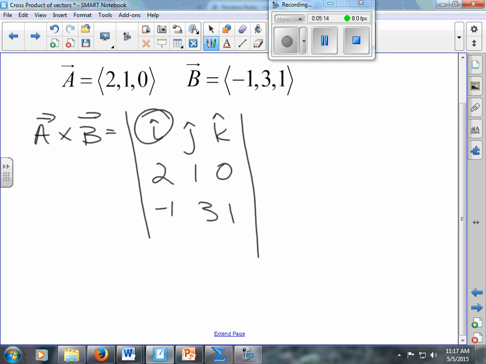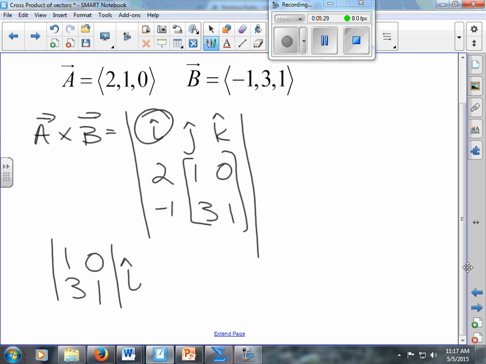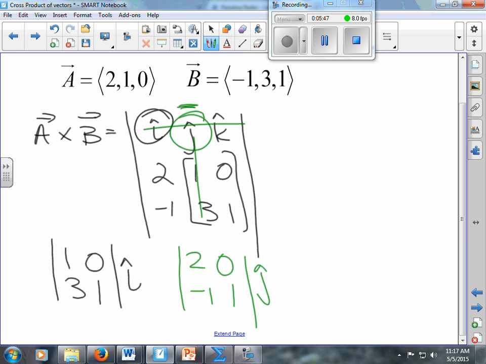I'm going to start with i, and so I cancel the row and column i is in, and I am left with this 2 by 2 matrix here. So I'm going to write the determinant of 1, 0, 3, 1 times i. And now I'm going to move on to my second entry in the first row, the j, and I cancel its row and column, and I'm left with the 2 by 2 matrix 2, 0, negative 1, 1, and I'll do the determinant of that times the j vector. Notice the j vector is in the negative spot on the checkerboard, and so I minus that.